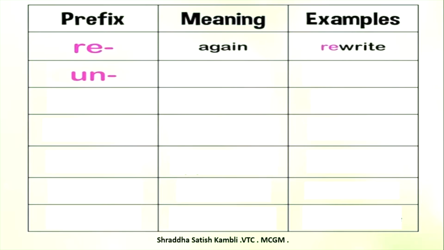Then when I say un, when I add un before a word, it means not. For example, unkind. A person who's got a lot of mercy in his heart is called a kind person. And if that person is not kind, then we say unkind. Okay. See the next one.